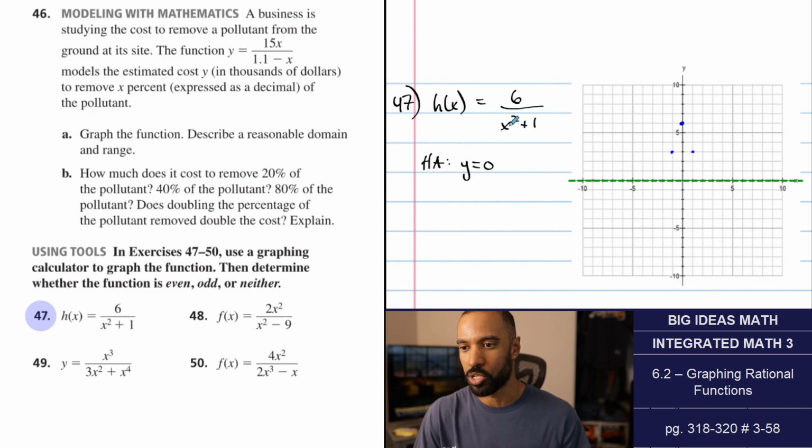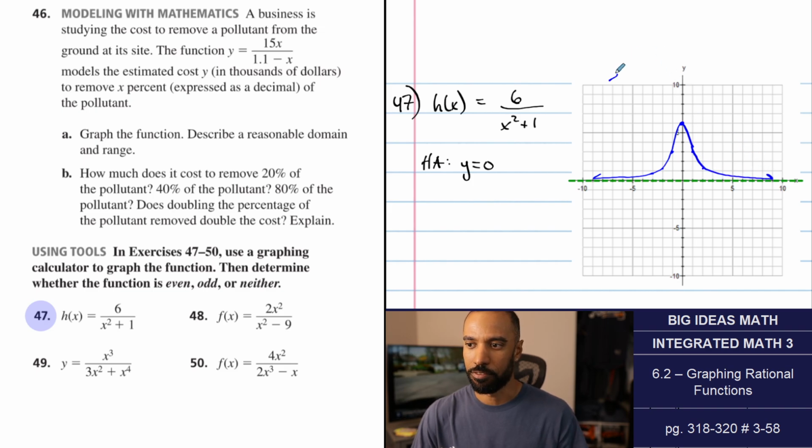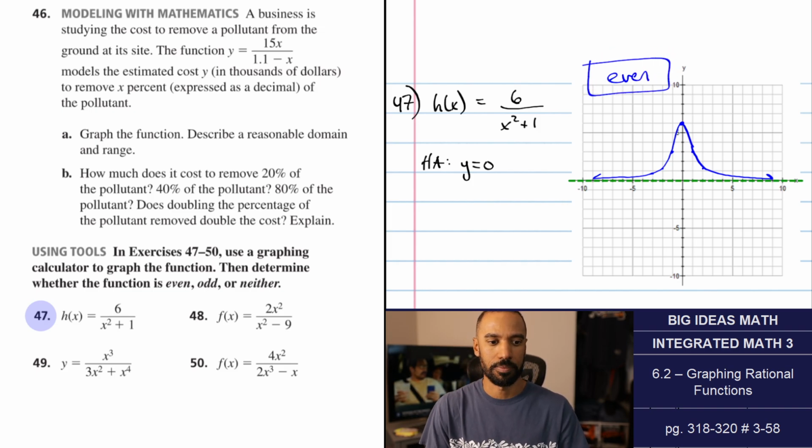But what I want to show you is just how this thing changes over time. When x is 2, then 4 plus 1 is 5. 6 over 5 is right there. This thing's basically just going to curve up here and then curve down and approach the asymptote from above here. And it is symmetrical across the y-axis, which helps answer a different question. Is this odd function, even function, or neither? This is an even function. An even function is symmetrical across the y-axis.